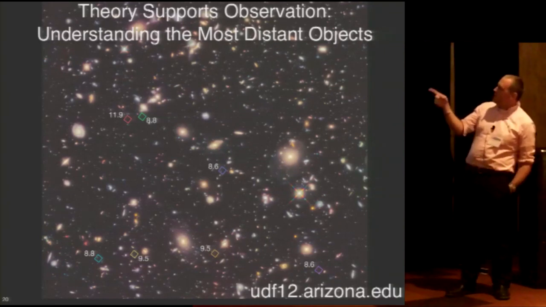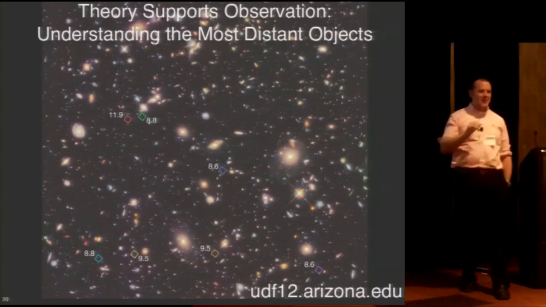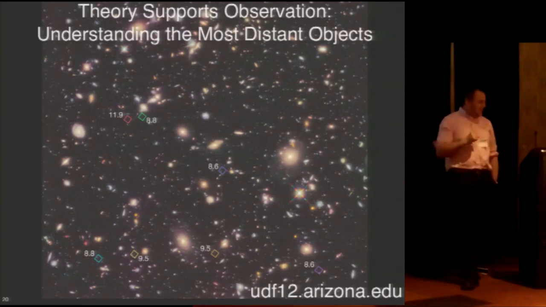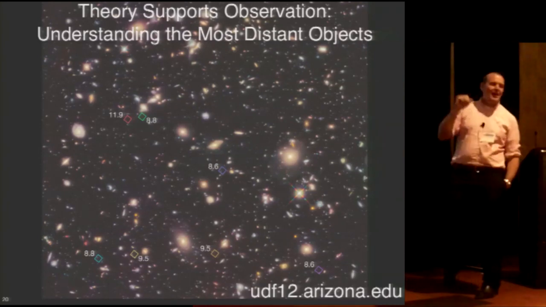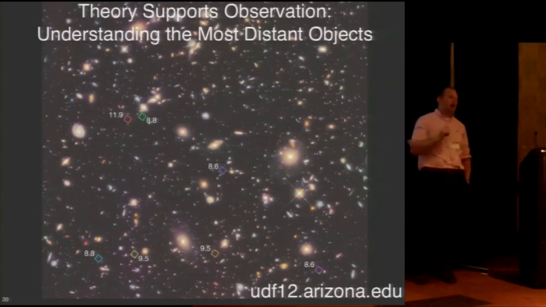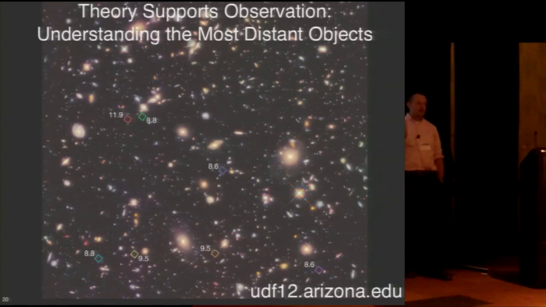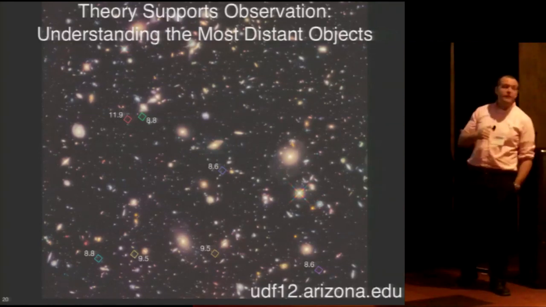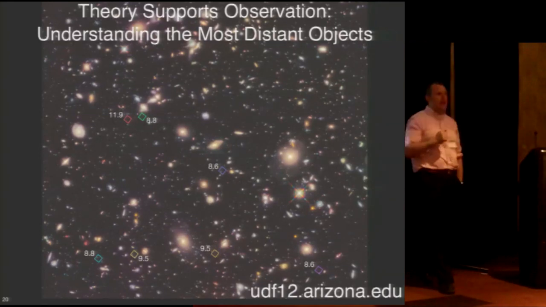And here you can see marked some numbers. These are the actual redshifts of the individual galaxies. And so you can see the record holder at 11.9. This is the most distant known object in the universe, the most distant known galaxy in the universe, which is around only a few hundred million years after the Big Bang.